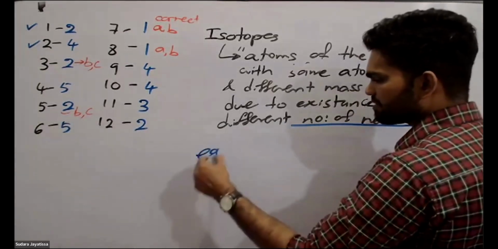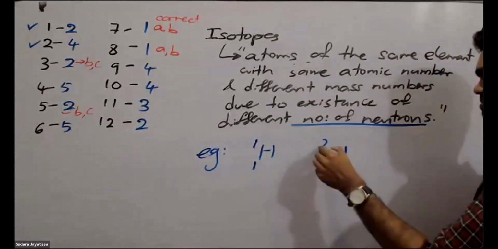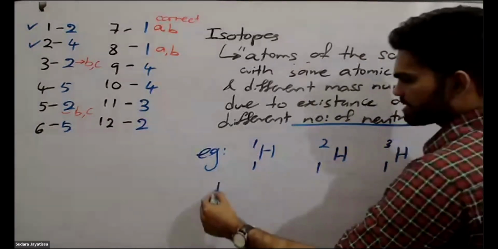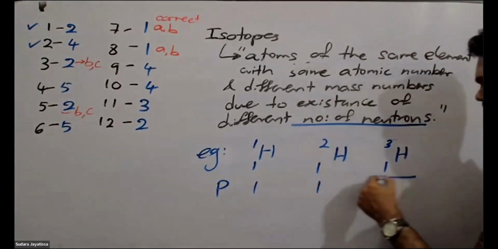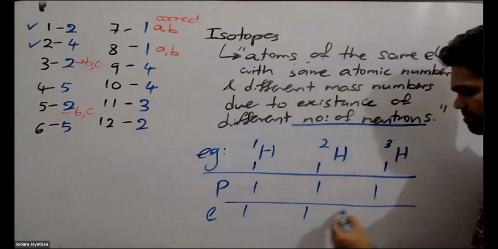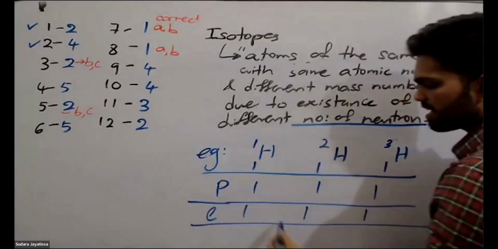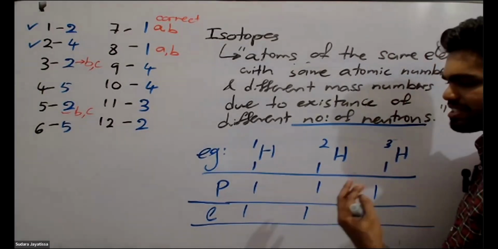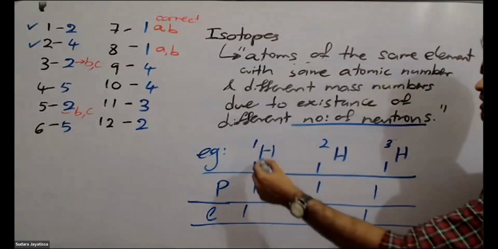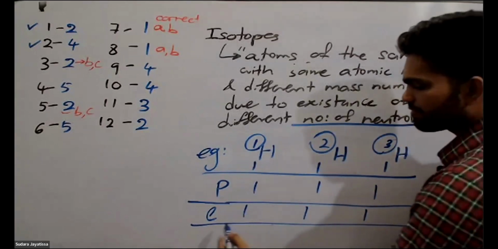So what is the example we took in our theory class? We took the three isotopes of hydrogen: protium, deuterium, and tritium. You can see here the number of protons is the same because they are the same element, no? And the number of electrons will also be the same. Isotopes have the same electronic configuration. Remember, because of their same electronic configuration, they have the same chemical reactivity, isn't it? But because their mass is changing, you can see the mass number is changing here, they have different physical properties.